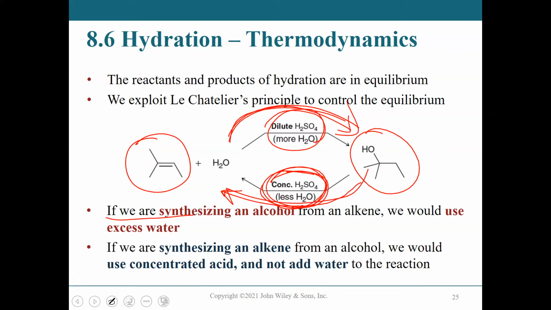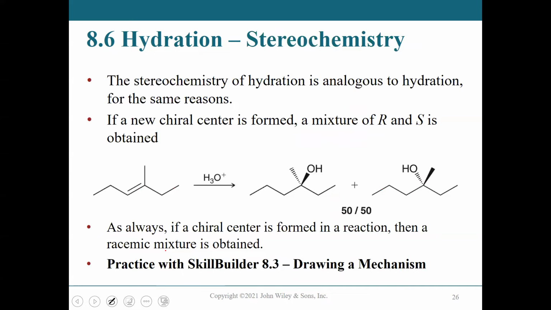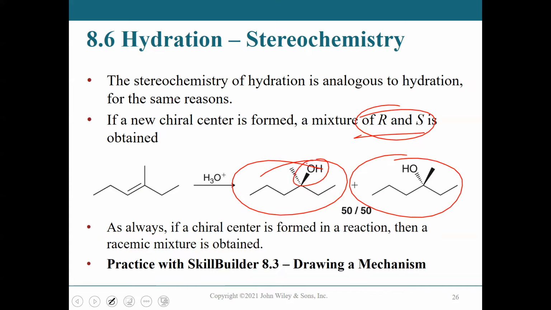Okay, so if we are synthesizing an alcohol, use excess water, because you are hydrating. If you are synthesizing an alkene, you have to use concentrated acid because you have to dehydrate. So it's both the opposite, using the Le Chatelier principle as it says in this slide. So this hydration goes through a carbocation. The carbocation can take you to a rearrangement, but also because it's a carbocation, you can get a potential racemic mixture, right? So a mixture of R and S stereoisomers can be produced. That's what we are seeing here, that the OH is occupying a wedge and here the OH is occupying a dash, depending on whether your carbocation is prochiral or not, or your product is chiral or not.